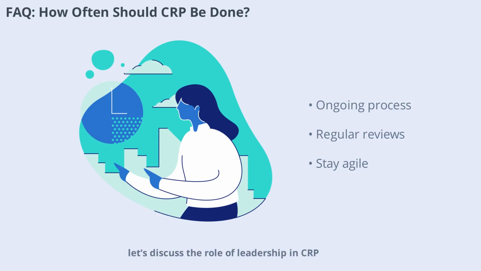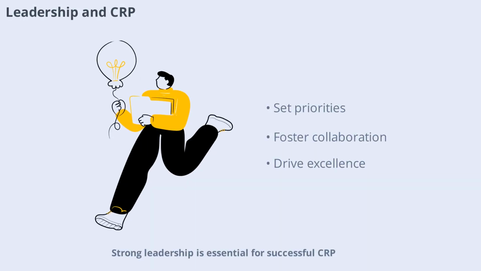Next, let's discuss the role of leadership in CRP. Strong leadership is essential for successful CRP. Leaders set the tone by prioritizing capacity planning and providing the resources needed for success. They also foster a culture of collaboration and continuous improvement, encouraging teams to share ideas and solve problems together. With the right leadership, CRP becomes a powerful driver of operational excellence.